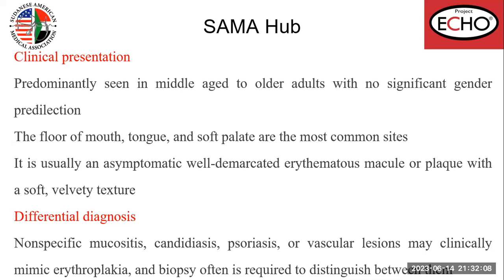You can see it in the floor of the mouth, in the tongue, soft palate. These are the most common sites. It is usually an asymptomatic, well-demarcated erythematous macule or black with a soft velvety texture. But it's not very unique, because you can see other lesions that have the same appearance in the oral cavity.